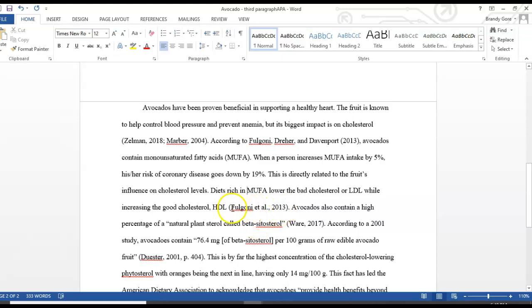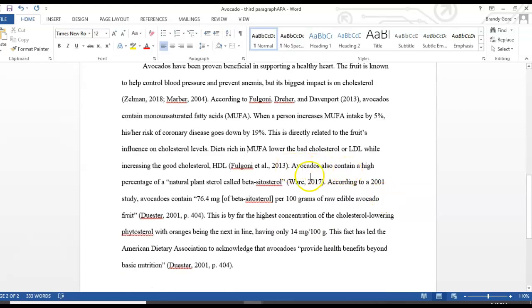Notice how you cite them now. Fulgoni et al. Every time from now on that you cite this source, that's how you cite it. 2013. Okay. Avocados also contain a high percentage of a natural plant sterol called beta-sitosterol. That comes from where? 2017. We have weaved a quote from where into an existing sentence. That is quote weaving. Notice that there are no quotes that have just been dropped in without any setup. It has to either be set up, like according to, or it has to be weaved into an existing sentence.